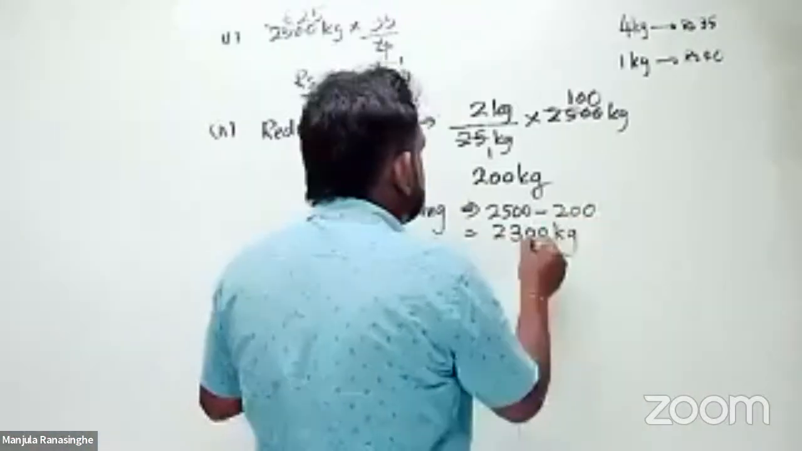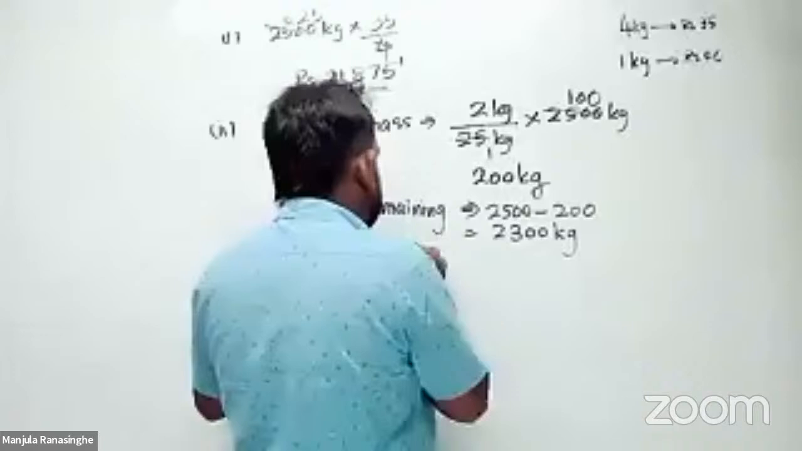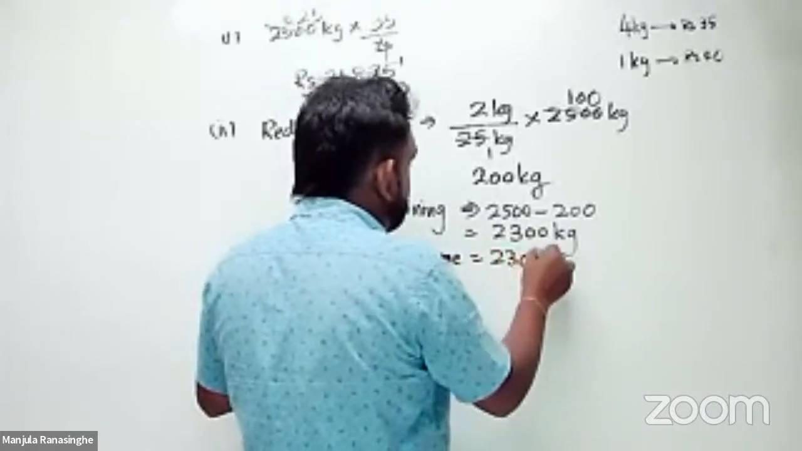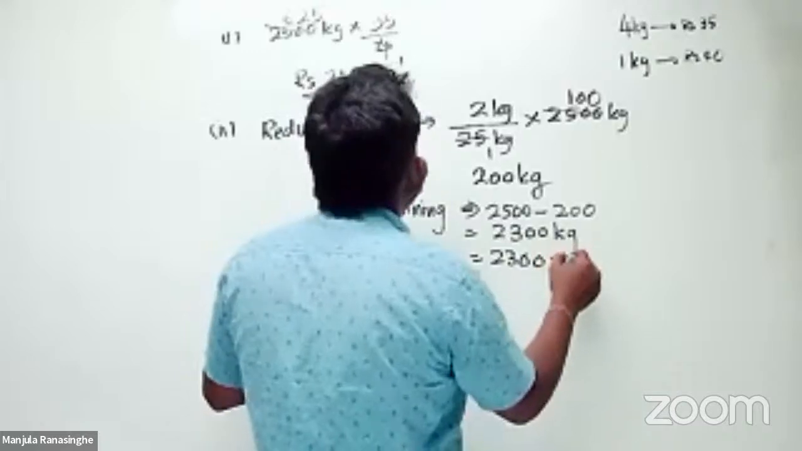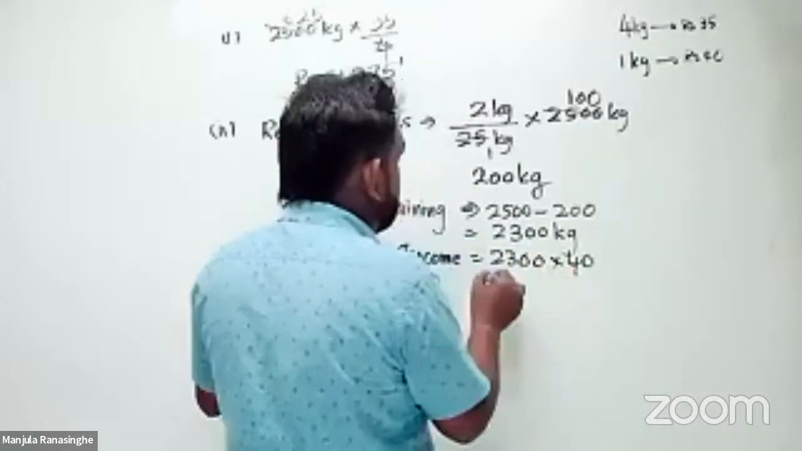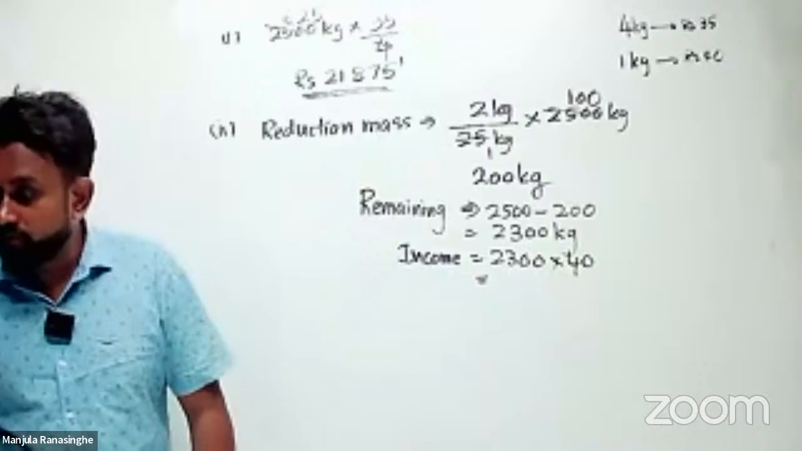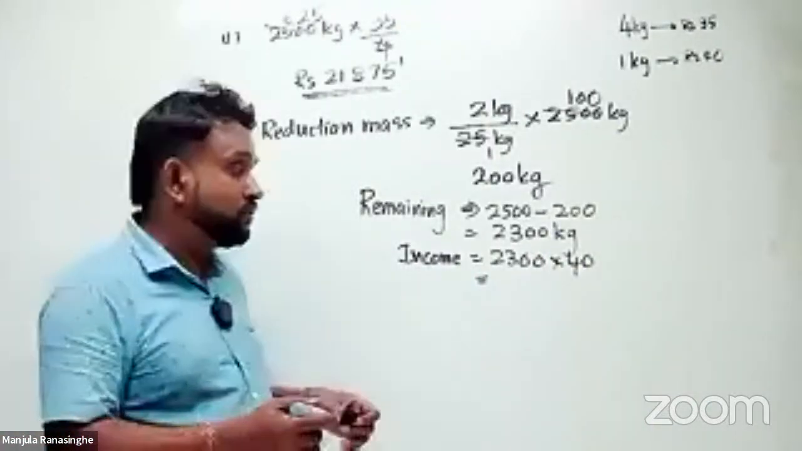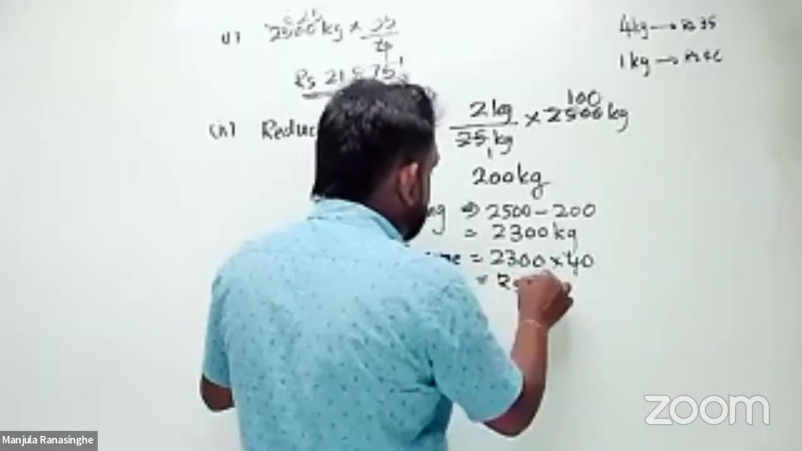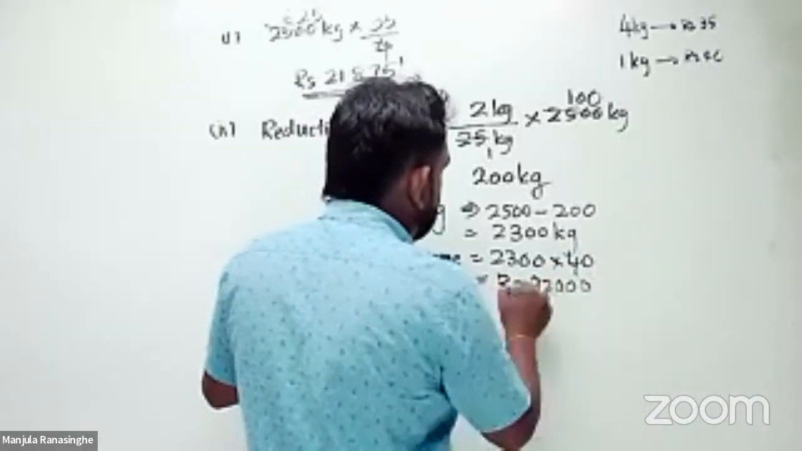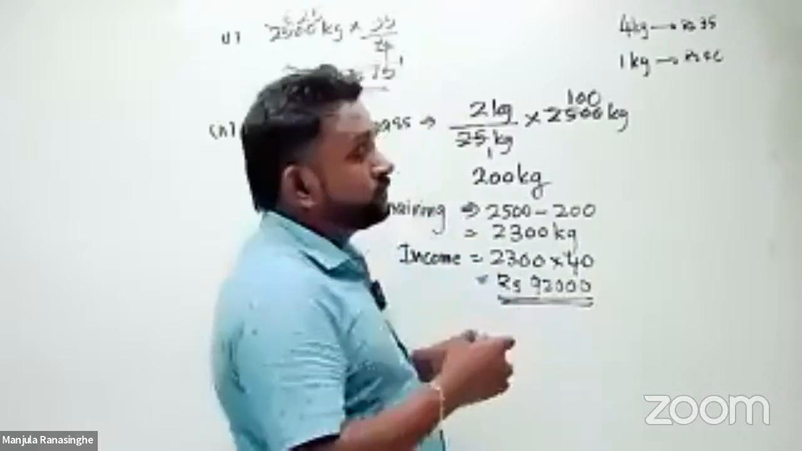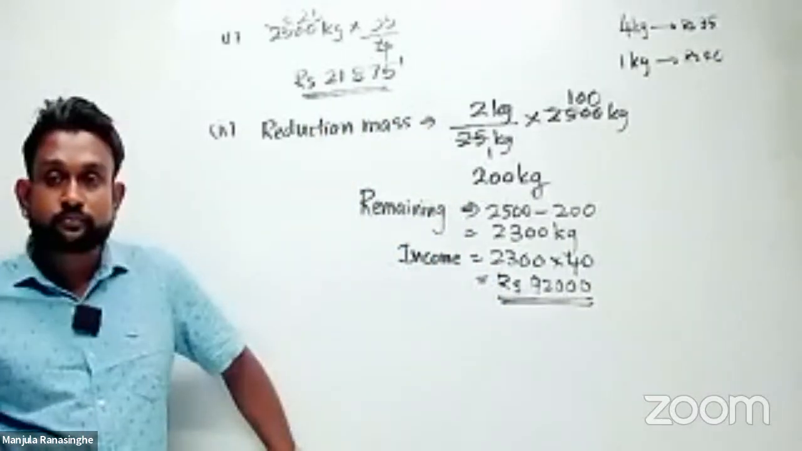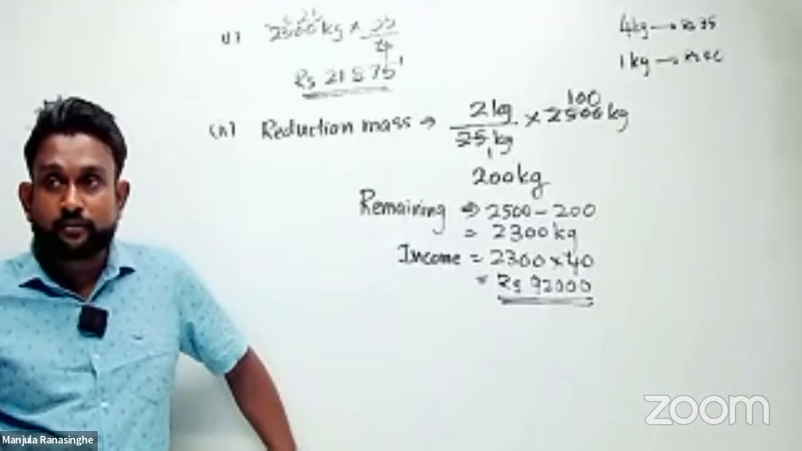Now to find the income generated, multiply the 2300 kilograms with 40 rupees, the selling price for 1 kg. Then 2300 into 40 is 92,000 rupees. Rupees 92,000 is the gain. Okay, right, got the answer?